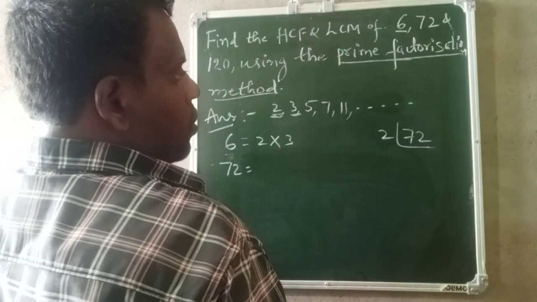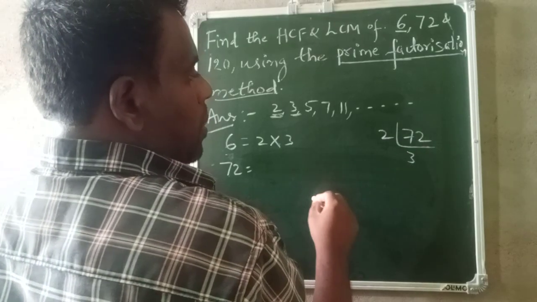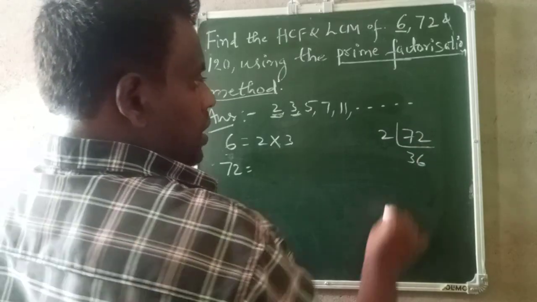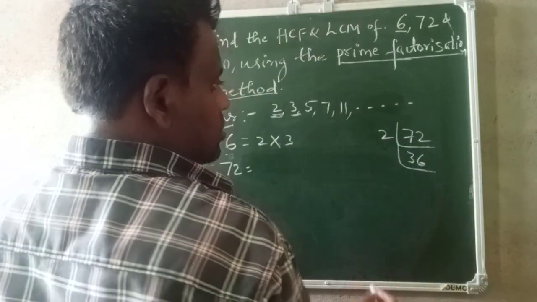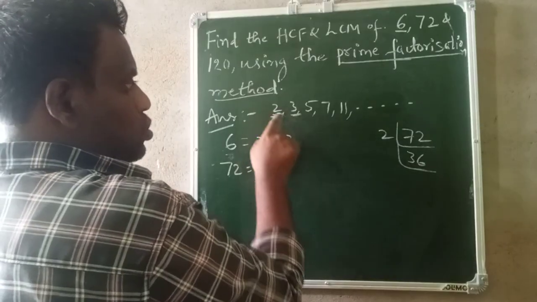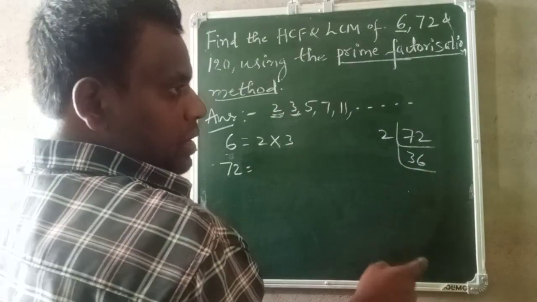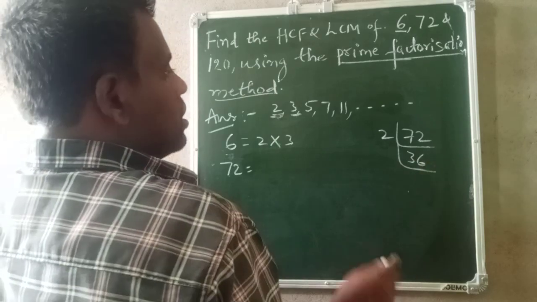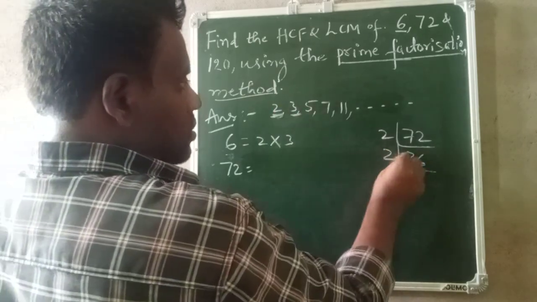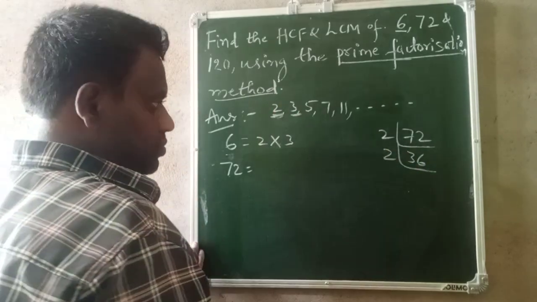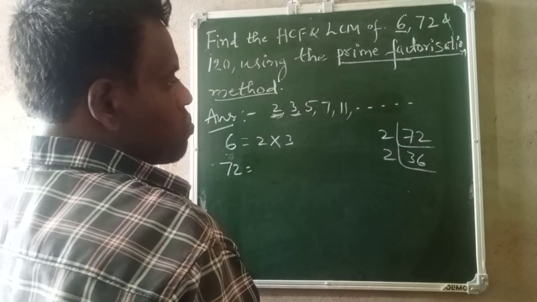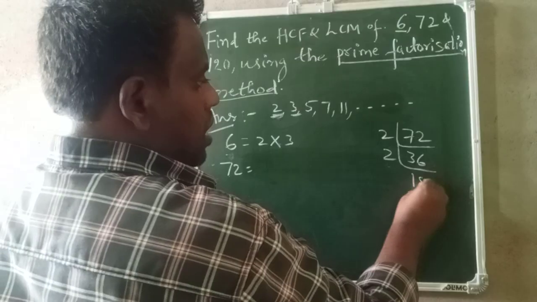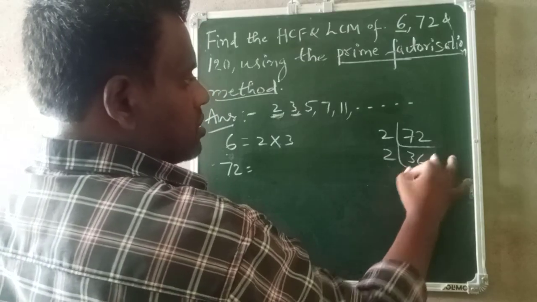Now 2 36s are 72, you will get. Again for this number you put like this. Again check whether this 2 can divide this 36 completely or not. Yes, this 2 can divide this 36 completely. So I will take this 2 again here. Now 2 18s are 36, we will get.